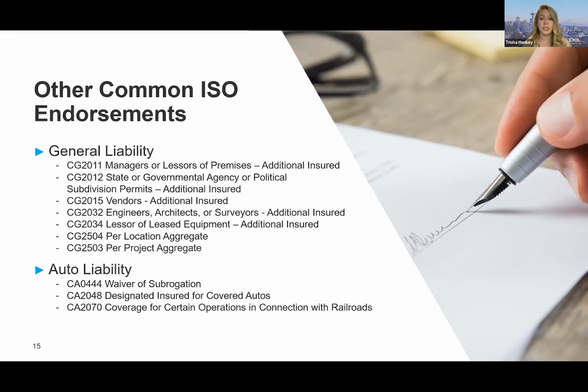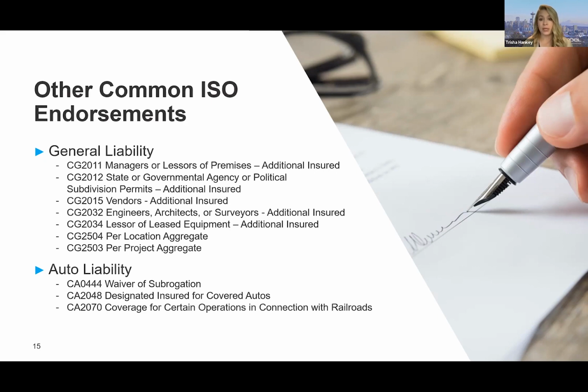CA 0444, waiver of subrogation. Like we mentioned, it waives the rights of the auto carrier to recover the full or partial amount that they paid on a claim from a negligent third party's insurance carrier if the named insured is required by a written contract to waive that right. CA 2048, designated insured for covered auto liability. Required by contract, entities will request to be named insured for vicarious liability under the auto liability policy of a named insured.